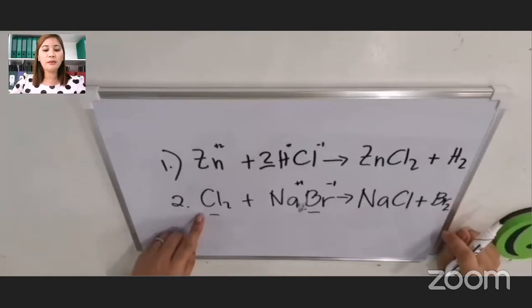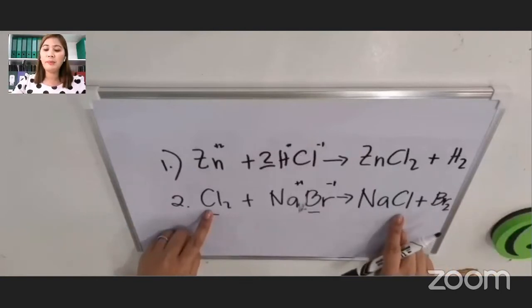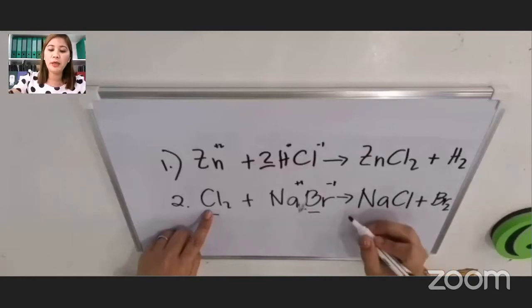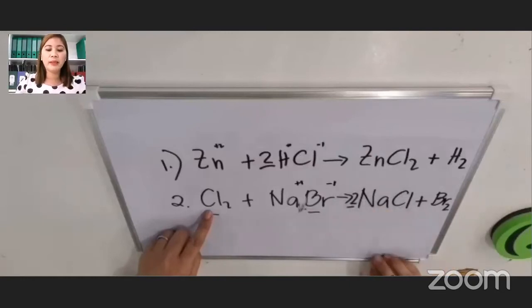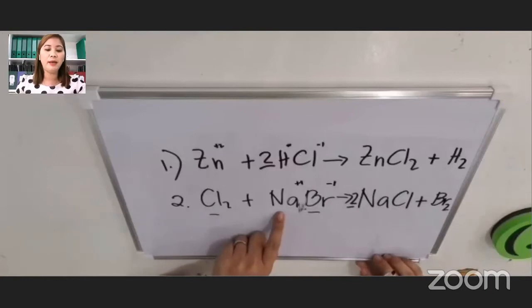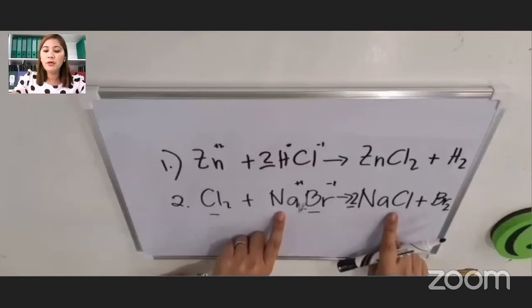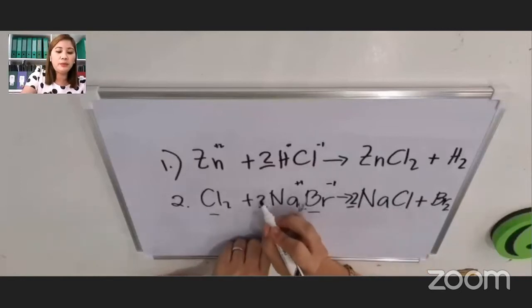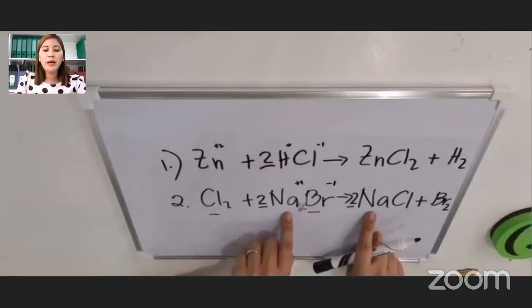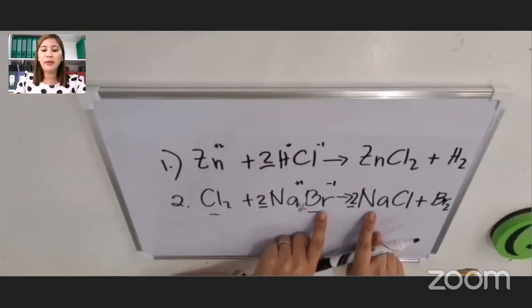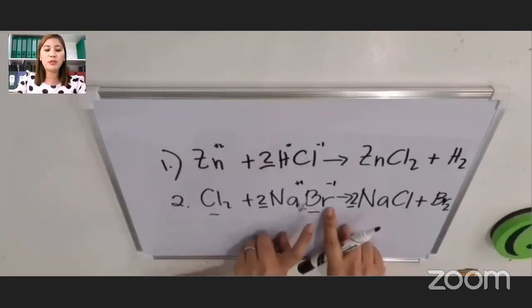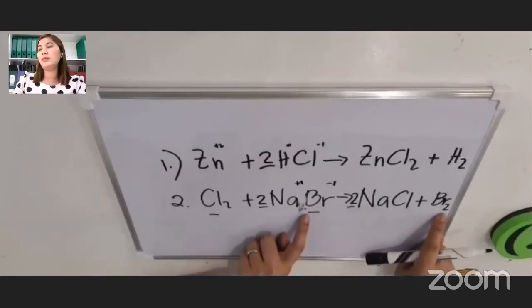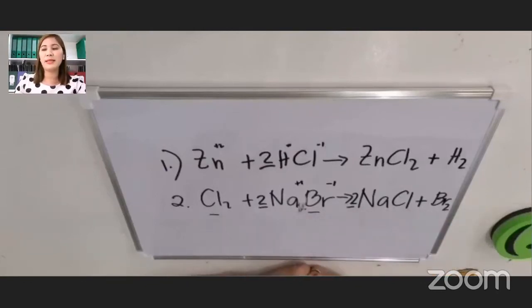So let's try to check if the equation is balanced. Now, for chloride, in the reactant side, it has 2, but in the product side, it has 1. So we're going to put here 2. And then for sodium, in the reactant side, it has 1, but in the product side, it has 2. So we are going to put here 2. So balance na si sodium. Let's proceed to bromide. So bromide here is 1 times 2, that's 2. 1 times 2, that's 2. That makes the equation balance.